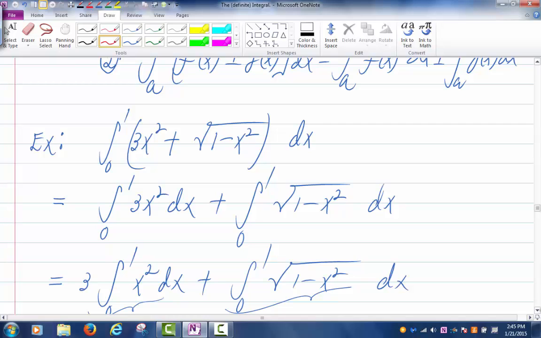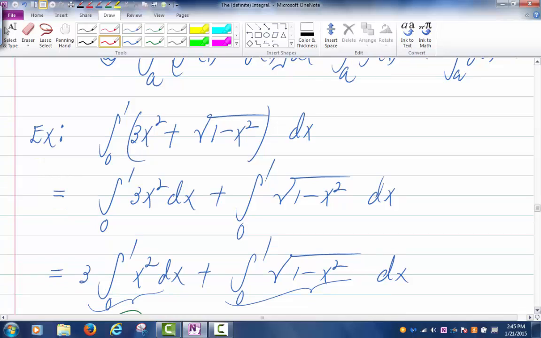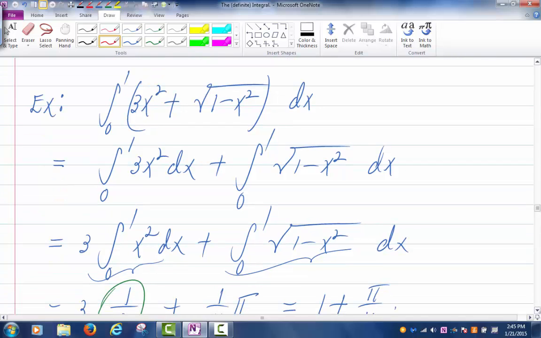Everybody's okay. Now, let me do an example here very quickly. The integral from 0 to 1 of 3x squared plus the square root of 1 minus x squared dx. What is that integral?